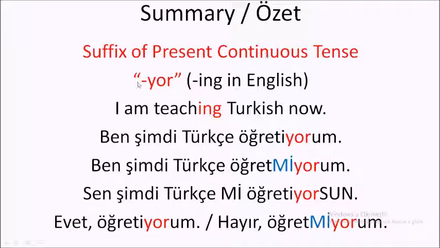All the time I use this suffix of present continuous tense, which comes at the end of verbs all the time, and it is the ing form, which is equal to ing in English. Okay, so one example, I am teaching Turkish now, where now means şimdi. So this is the positive. I will make positive, negative and question forms in Turkish. Ben şimdi Türkçe öğretiyorum. Here, teach means öğretmek. But the conjugation comes here, öğretiyorum, which means I am doing this. This is positive. Negative, ben şimdi Türkçe öğretmiyorum, where me is a negative suffix.